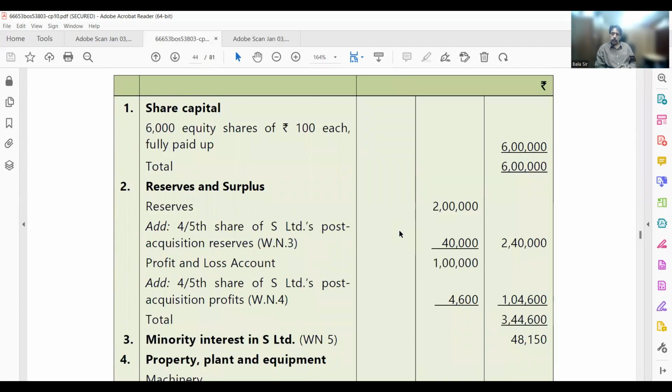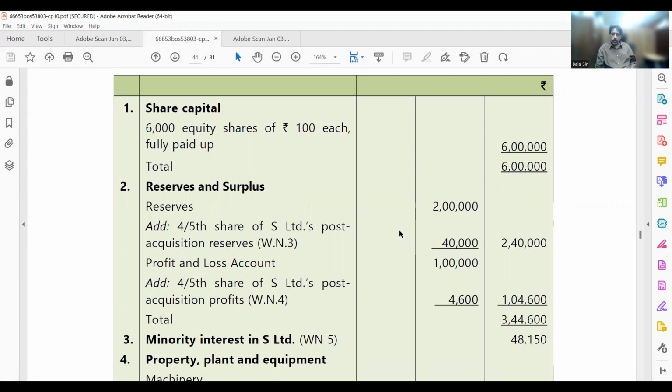Note number 1, share capital. 6,000 equity shares of rupees 100 each, fully paid up, 6 lakh. You show only my share capital, not the holding companies. Next. Number 2, reserves and surplus. Reserves, 2 lakh. Add 4/5. Not required all that.